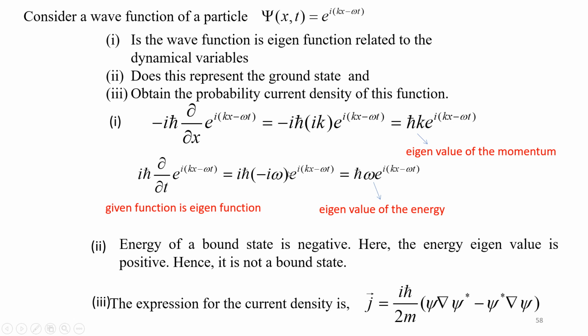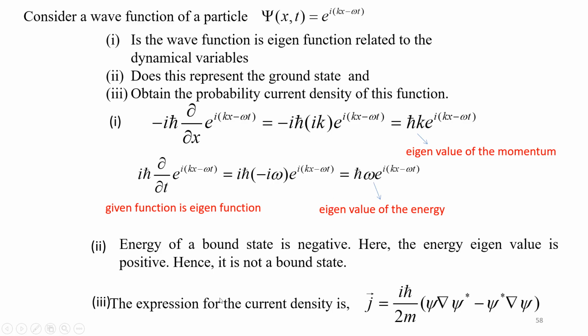Now we will come to the second part. The energy of the bound state is usually negative. Here the energy eigenvalue is positive. Hence it is not a bound state. Suppose if it is a negative value, then we can say that it is a bound state. For example, when you take the hydrogen atom, the binding energy of the hydrogen atom is minus 13.6 electron volt. So it's a bound state. But here it's a positive value, so it is not a bound state.